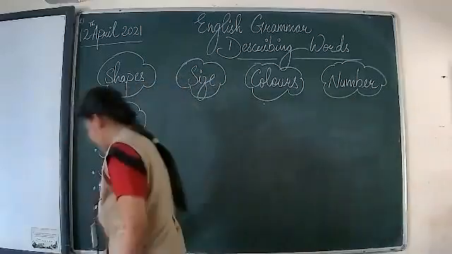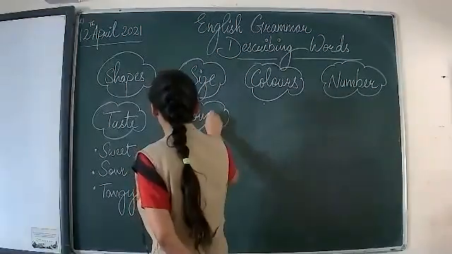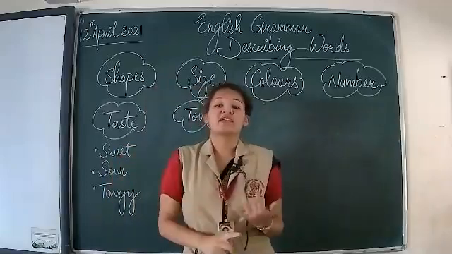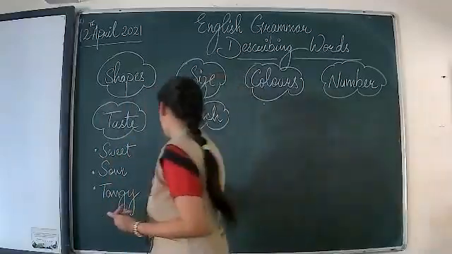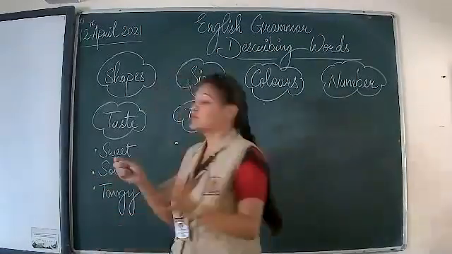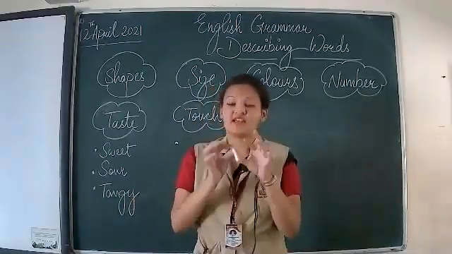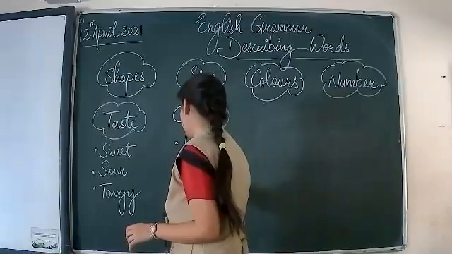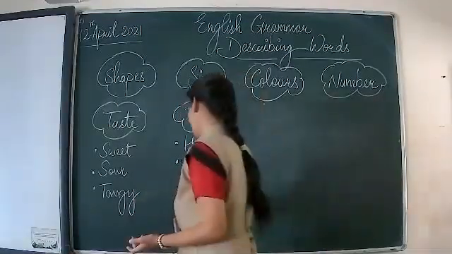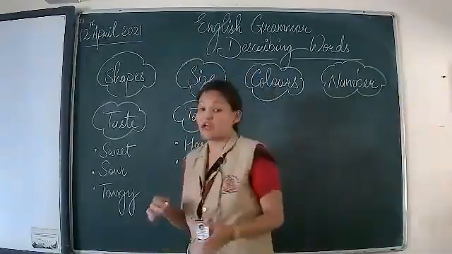All right. Then another category is touch. Now, what will come in touch? I will give you one example of each. When you touch something, suppose I am touching this chalk, it is hard. Now, if you touch a flower, it will be soft. So all these will come in touch.